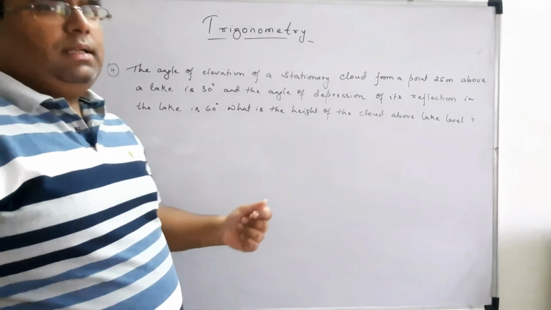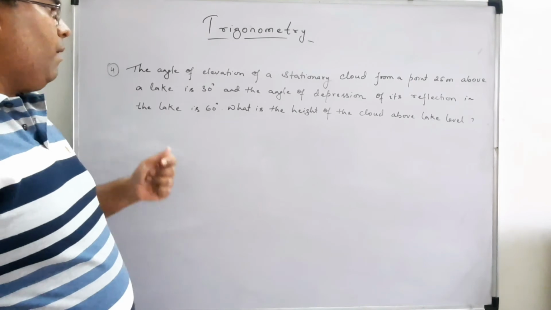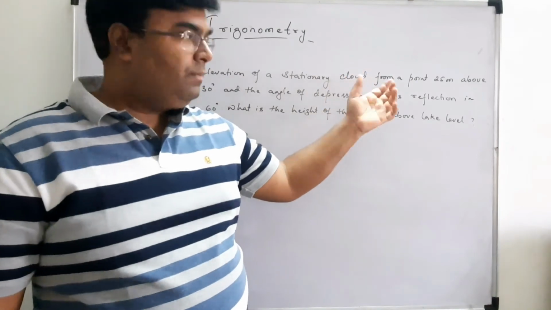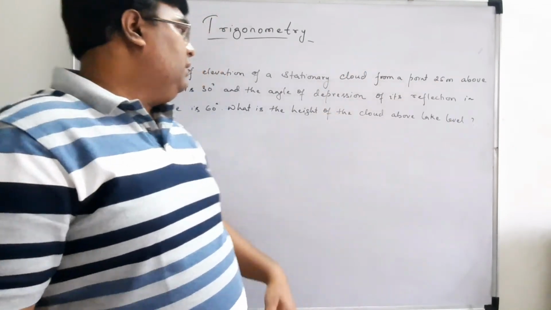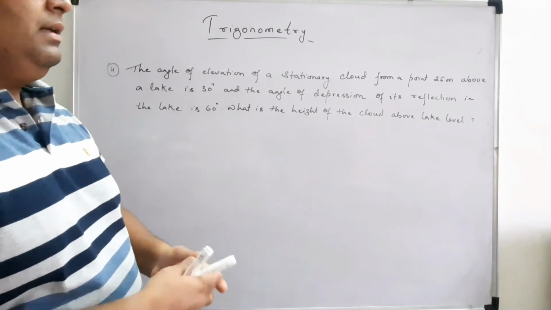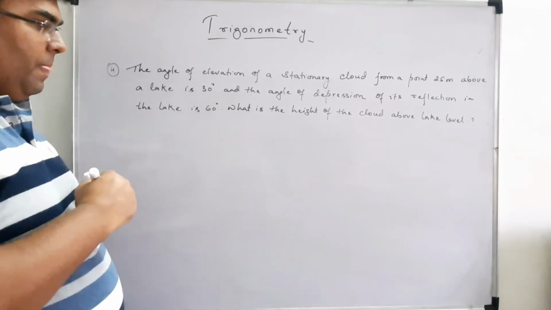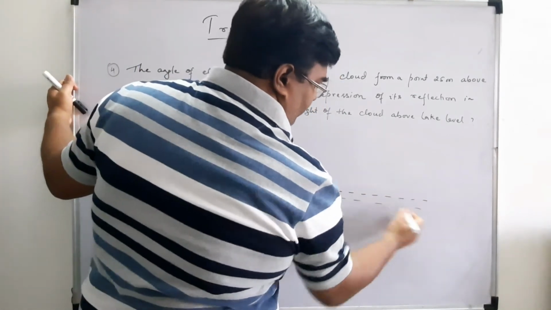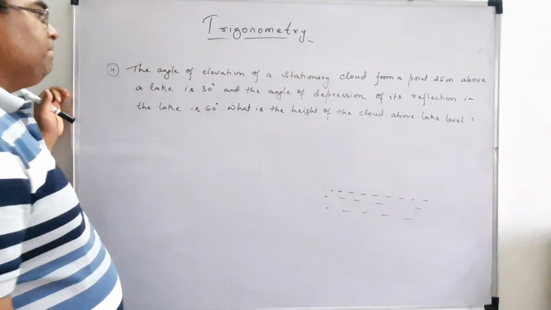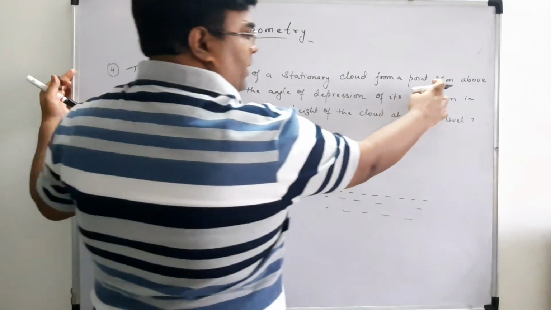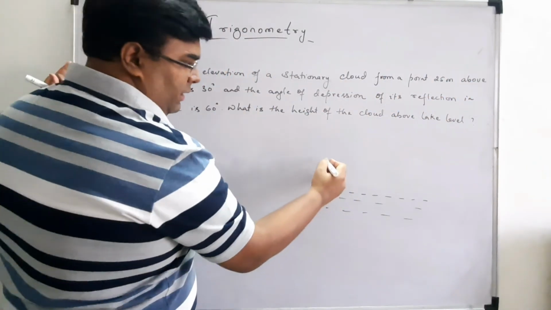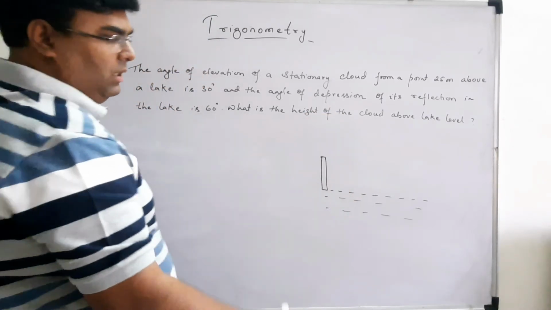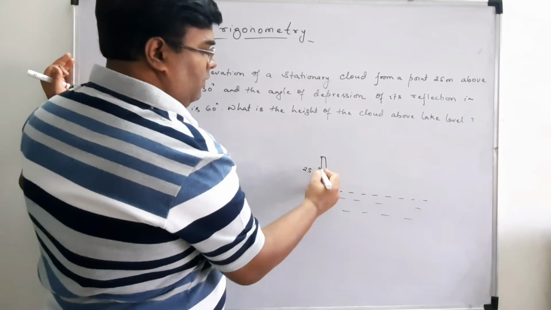Okay, let us understand another question, typical question, right? Question is, the angle of elevation of a stationary cloud from a point 25 meter above a lake is 30 degree. Okay, so we have a lake here. Let's draw a water kind of scenario, right? And it's saying that from a point 25 meter above the lake, so something is there, 25 meter above.